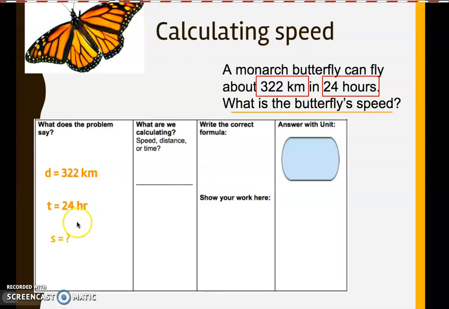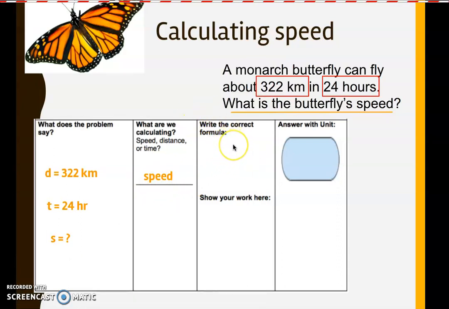Well, that means that speed is something I want to find out. And so I put a question mark there to say, I don't know what it is, but I want to find it. Then our next step is thinking, what are we calculating? Well, speed has a question mark, so speed is the thing we want to find.